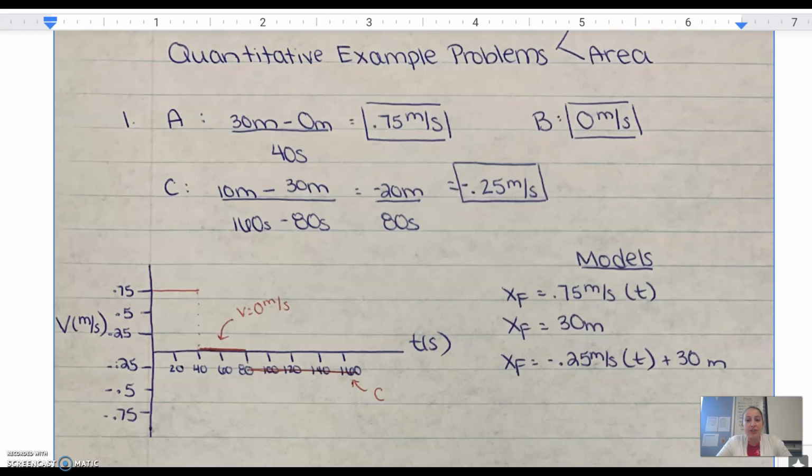It was also used to look at how we calculate exact positions. So the very first question that you were given was creating a quantitative velocity versus time graph. And if I ask it to be quantitative, then you need to have the numbers.